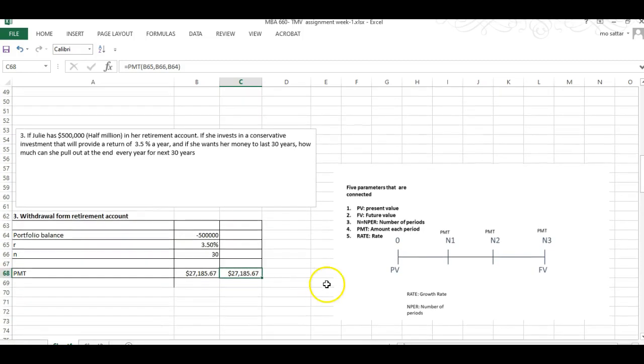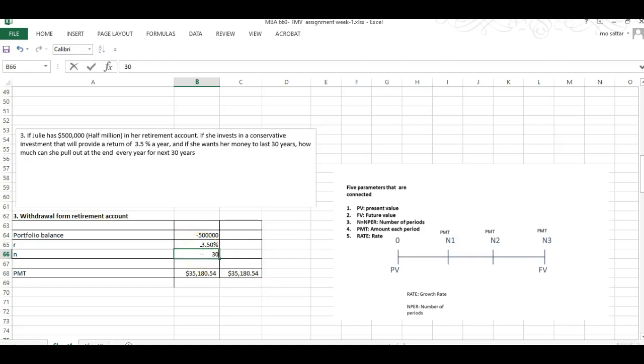For example, if somebody says, gee, I want the money to last for, say, 40 years, I can go change that number, make it 40 years. Obviously, she can take out less because the money has to last a lot longer. If the money has to last only 20 years, then obviously she can take more out. So this is where you can see the connectivity between all these numbers.